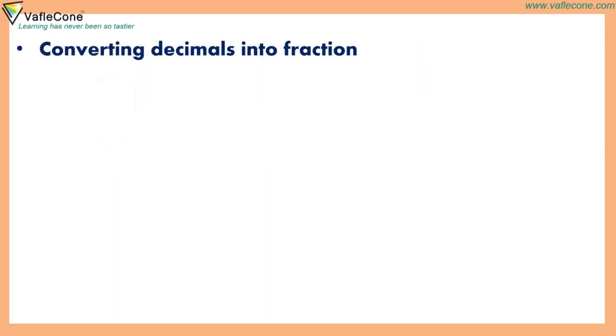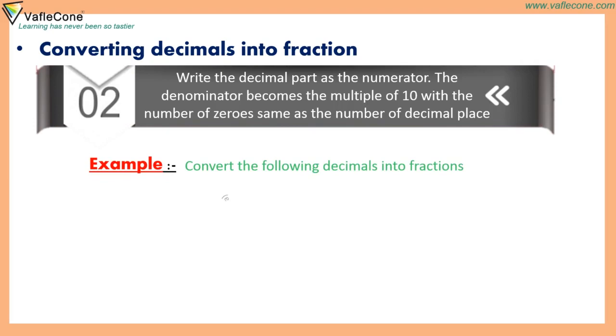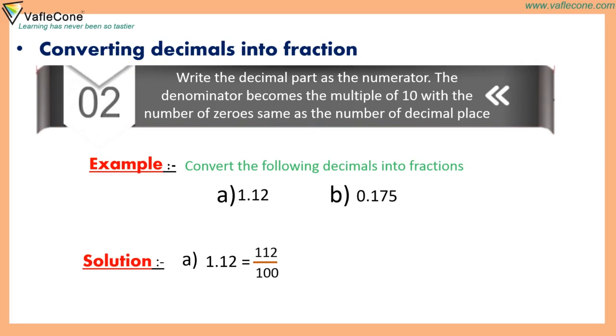Converting decimals into fractions. Write the number without the decimal point as the numerator. The denominator becomes the multiple of 10 with the number of zeros same as the number of decimal places. For example, convert the following decimals into fractions. A. 1.12. Solution: 1.12 is equal to 112 by 100. B. 0.175. Solution: 0.175 is equal to 175 by 1000.